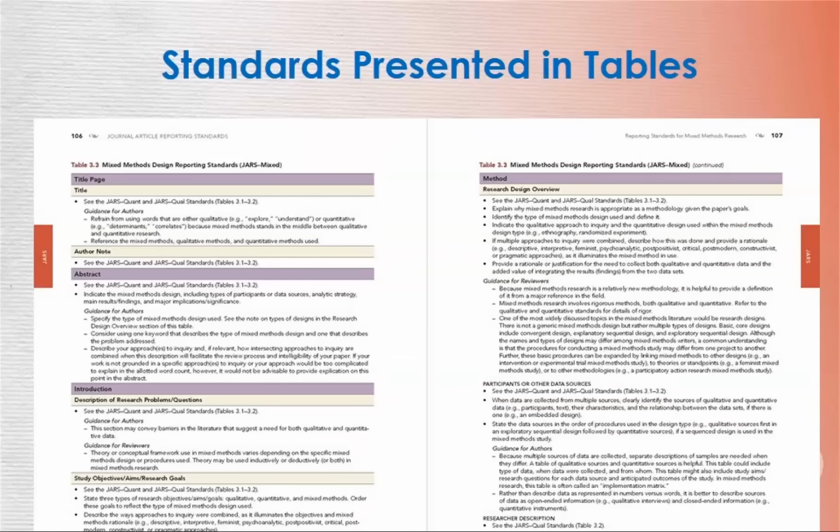Additionally, these standards are presented in a table format where you can go through and check off piece by piece to make sure that you're reporting the information that needs to be reported. And the goal of the JARS standards is that you are increasing the transparency of your research. So this is an important aspect as science moves toward more replications being something that people do. And so it makes sure that if someone reads your work, they understand what you did, why, and if possible, they can replicate your research as well.